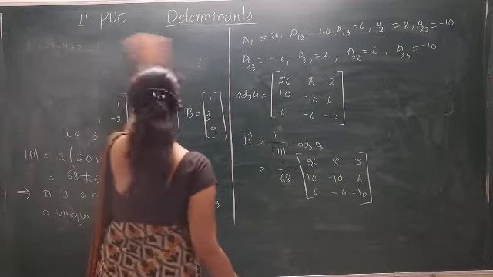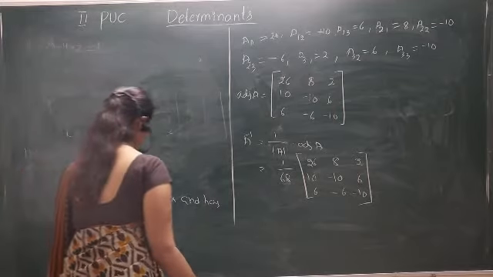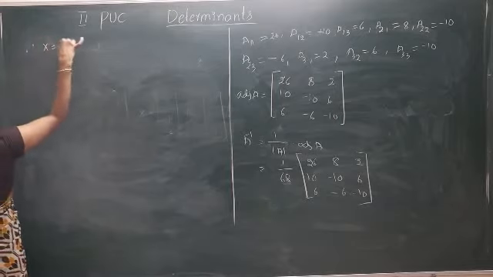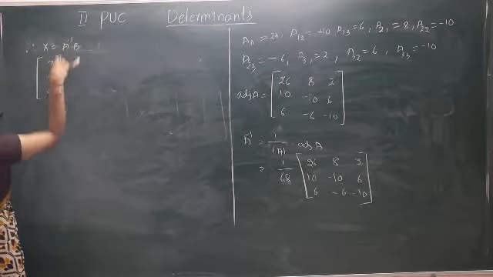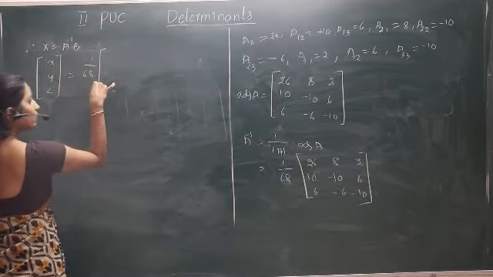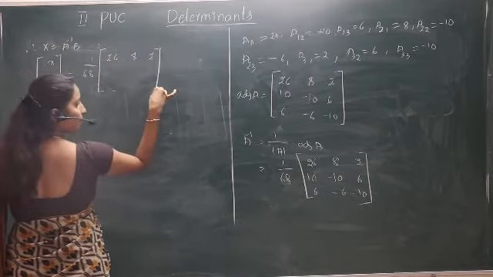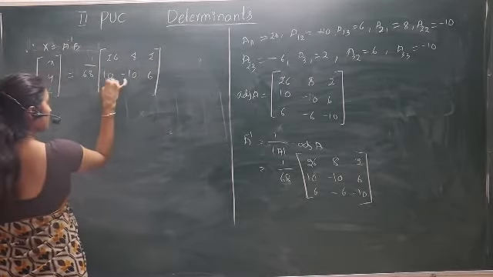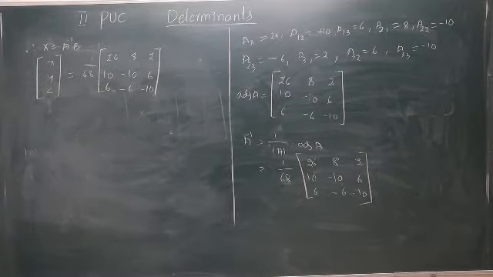So x is equal to A inverse B. But what is x now? X, y, z. What is A inverse? 1 by 68 into 26, 8, 2, 10, minus 10, 6, 6, minus 6, and minus 10.